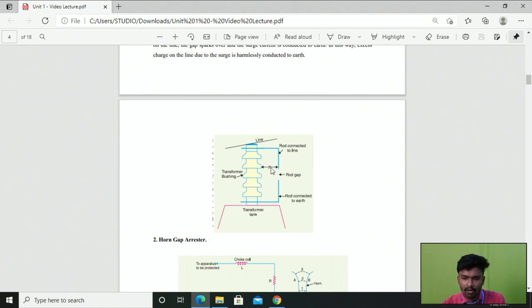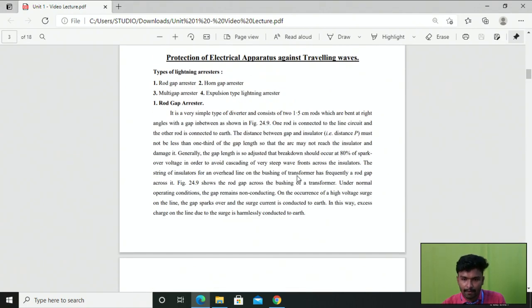Right, if you do not maintain that distance, what will happen is it will create a spark to the transformer bushing and damage it. So in order to avoid this, we need to maintain some distance between the rod and the transformer bushing. Generally the gap length is adjusted so that the breakdown occurs at 80% of the spark over voltage, in order to avoid cascading of very steep wave fronts across the insulators.